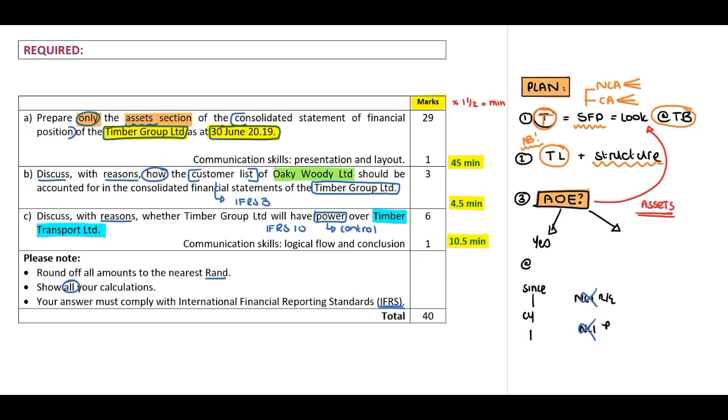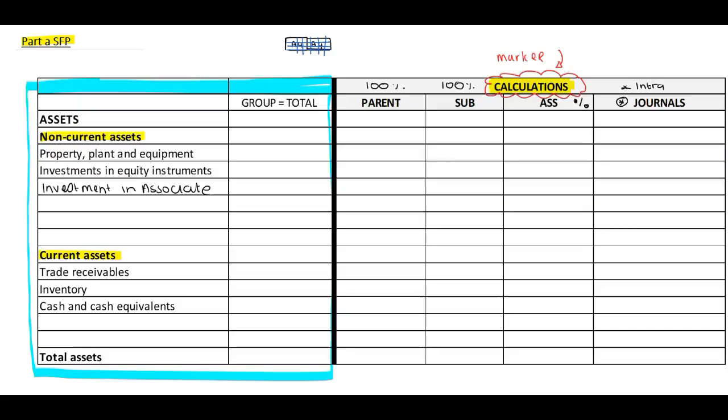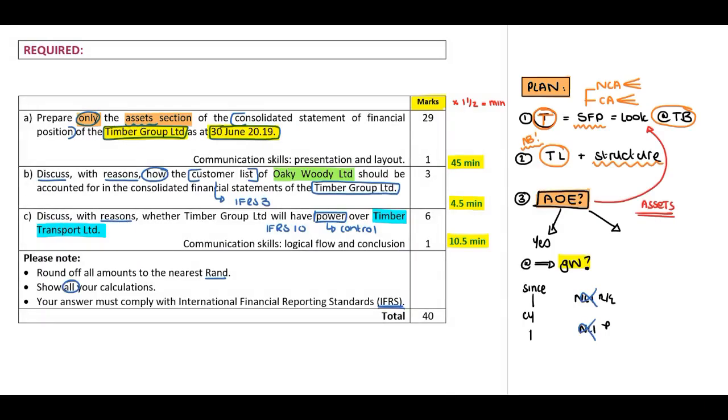But we need to determine at acquisition date if there is any goodwill. Because if there's goodwill, this is an asset and we will have to include this in our non-current assets, goodwill. But at this point of time, we don't know. Therefore, I do prefer my analysis of owner's equity. But guys, I'm not going to waste time. I'm only going to include the at acquisition section.